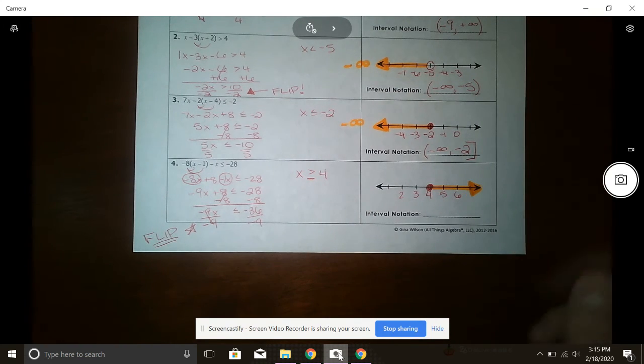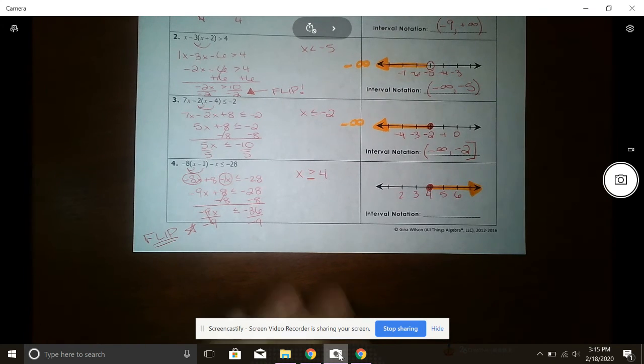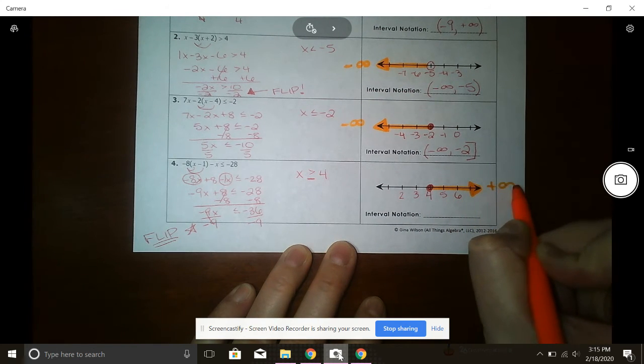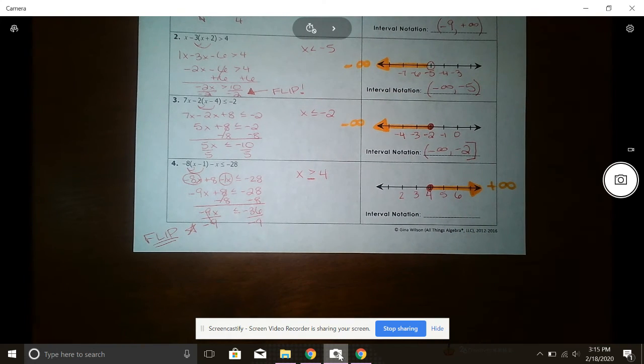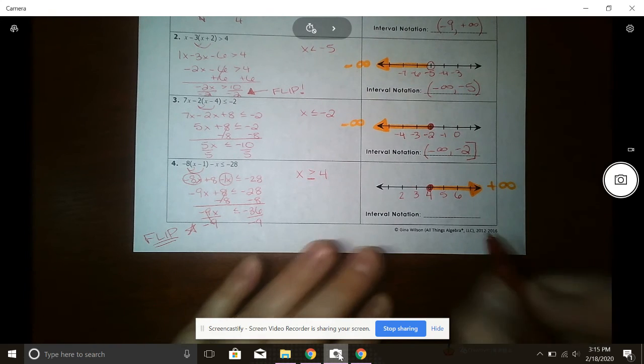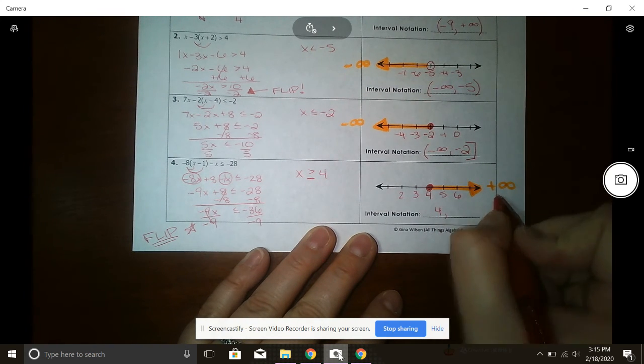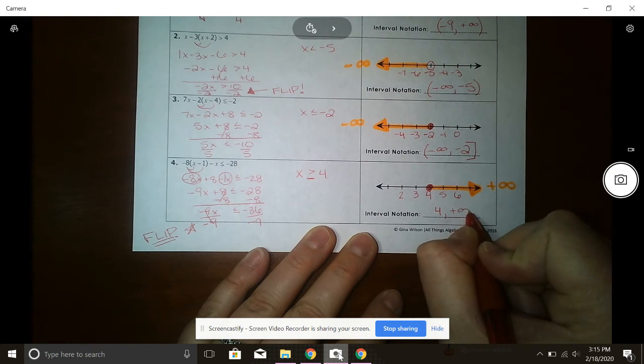Now that I've got my graph made, I can start thinking about this newer topic on interval notation. My graph is pointing to the right forever and ever, which is towards positive infinity. When you list your interval notation, you start with the smallest number first, which is 4, and then the largest number second, which is positive infinity.